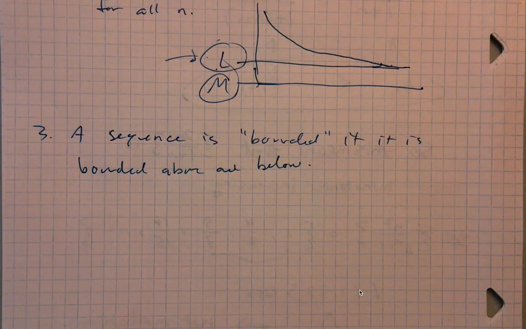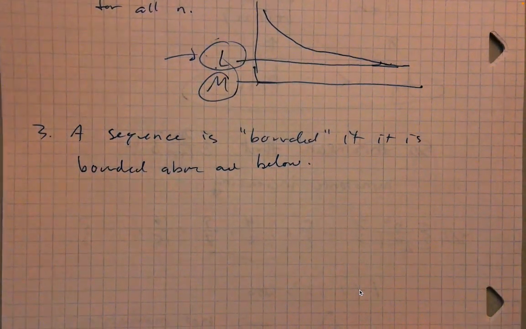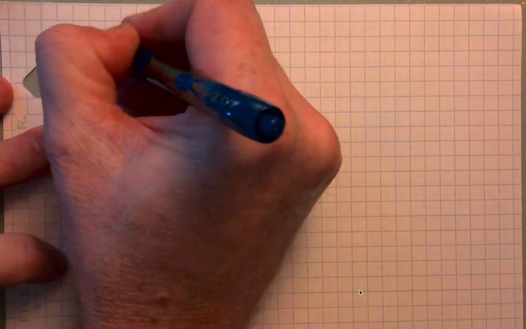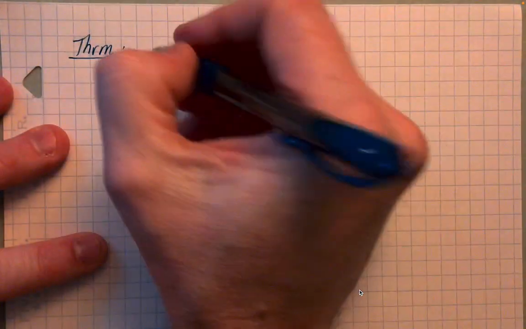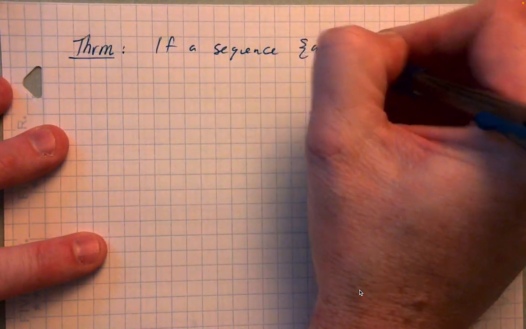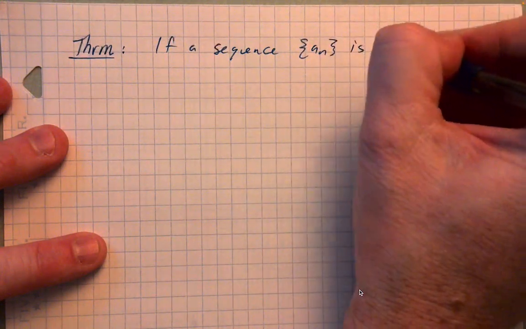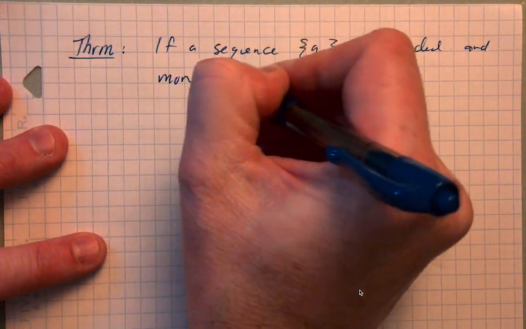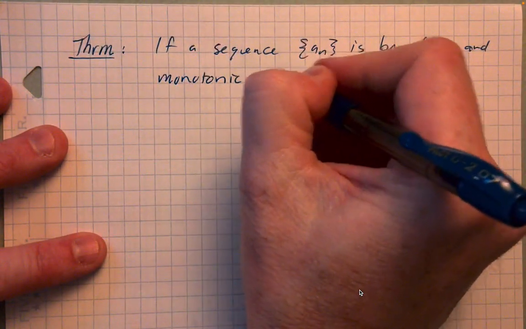So what's the value of this bounded concept? The value is when you combine this idea of bounded and this idea of monotonic sequences. When you combine those two ideas, you get something interesting. We say if a sequence a_n is bounded and monotonic, then it must converge.